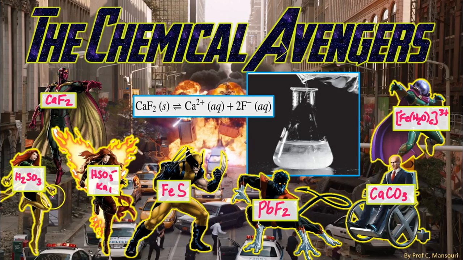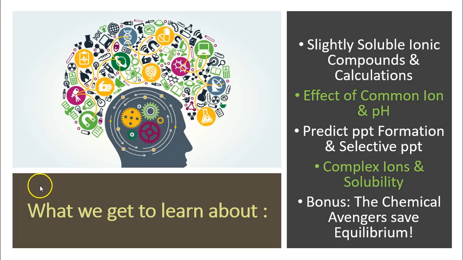So let's get organized, folks. For this last part, we will jump right into what it means to be a slightly soluble ionic compound and dive into calculations for our new equilibrium constant called the solubility product constant, or Ksp. Next, we return to Le Chatelier's principle and learn about the effect of common ion and pH on solubility.